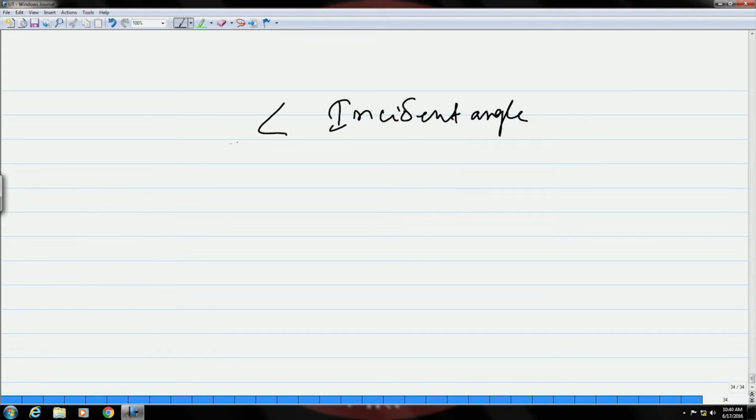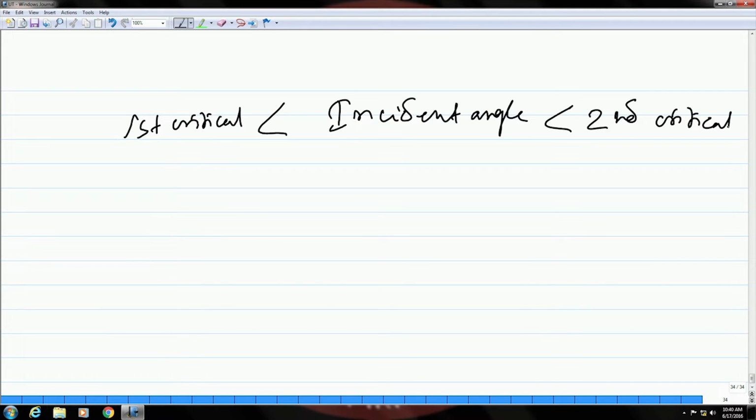which must be between the first critical angle and the second critical angle, and we have defined these first and second critical angles. So, you have to select an angle between the first critical and second critical angle when you do ultrasonic testing using angle probes.